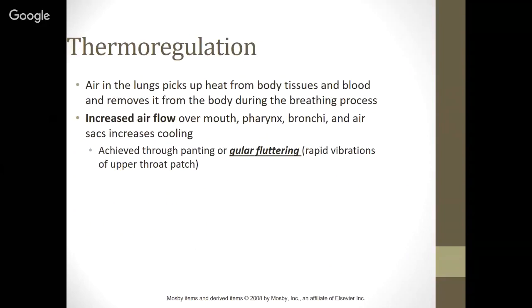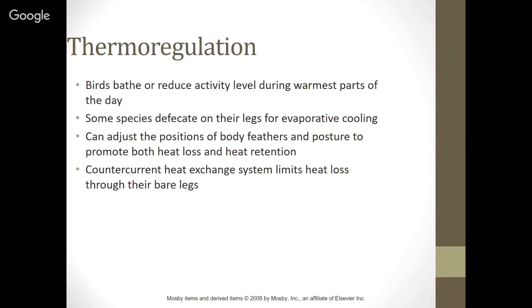Thermoregulation. Air in the lungs picks up heat from the body tissues and the arteries and blood and removes it from the body during the breathing process. Increased airflow, like panting, over the mouth, pharynx, bronchi, and air sacs increases cooling. We can achieve this through panting or through gular fluttering. This is rapid vibrations of the upper throat patch.